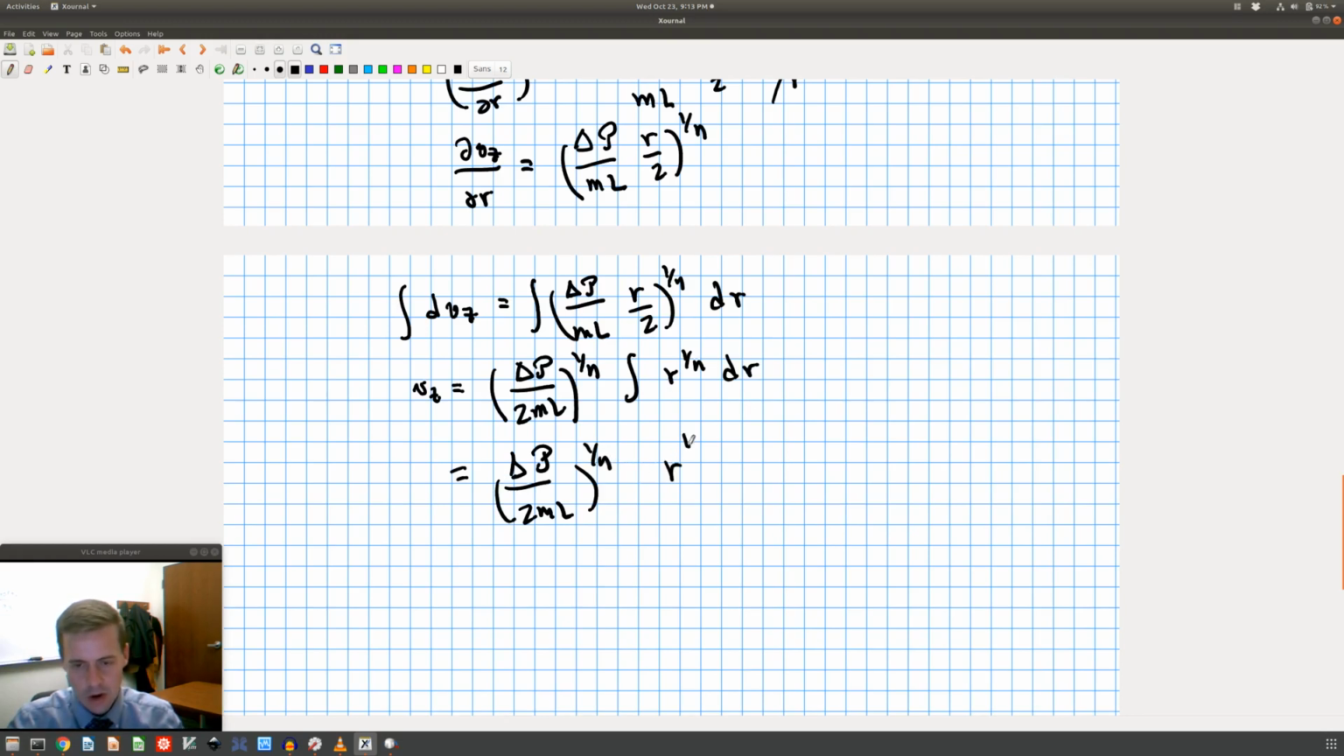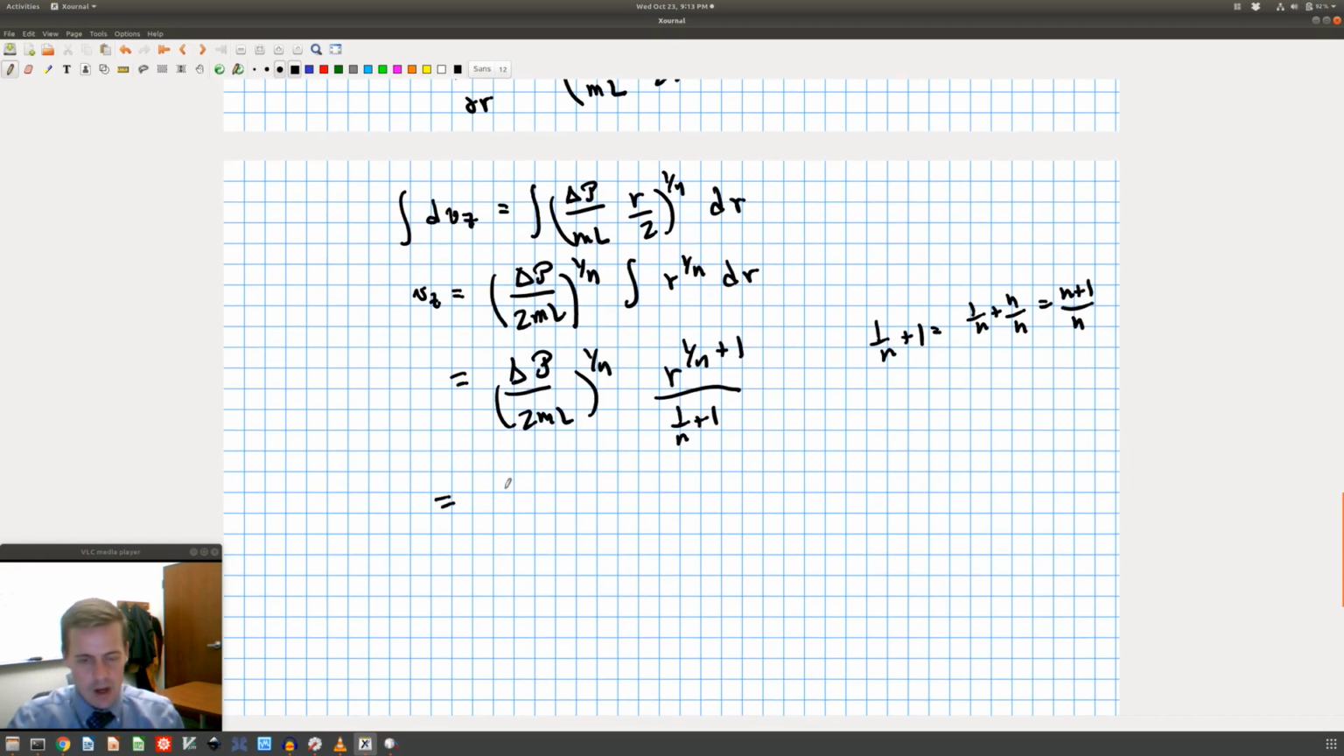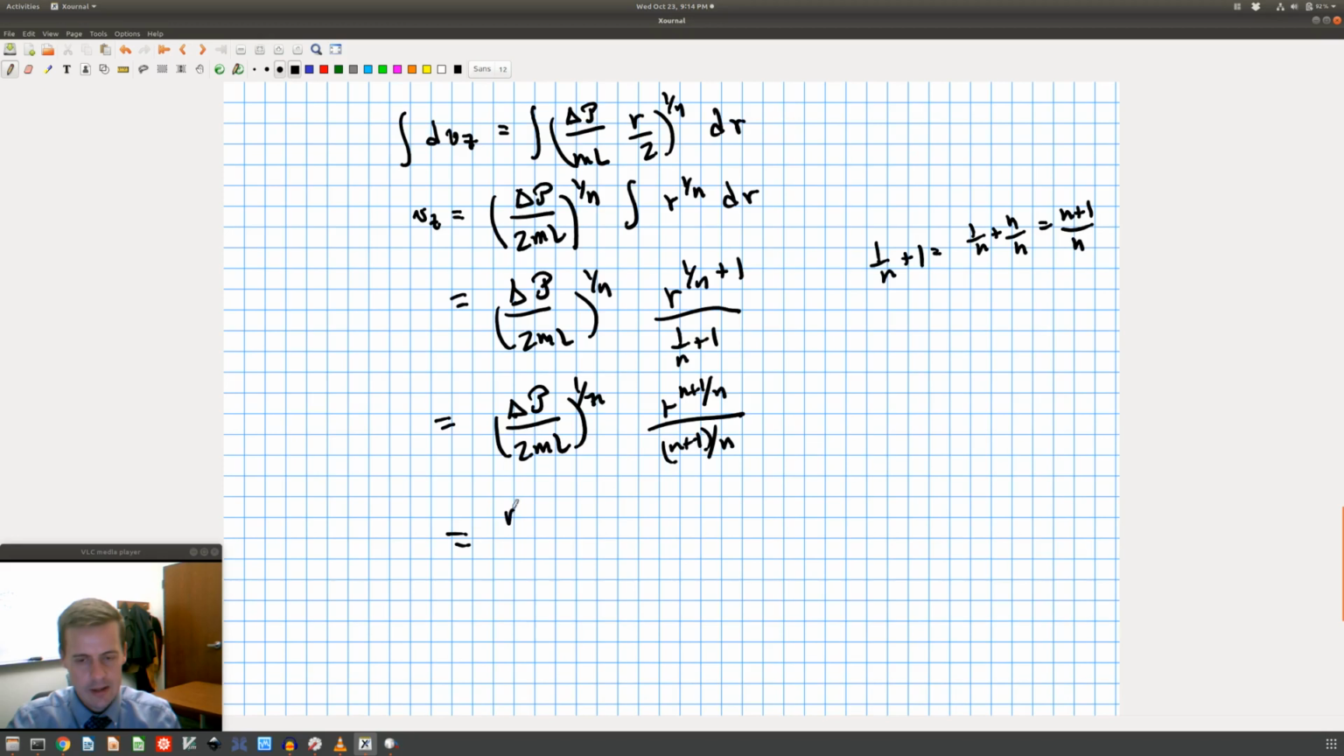This is going to be r to the 1 over n plus 1 divided by 1 over n plus 1. Well, what's 1 over n plus 1? That's 1 over n plus n over n, which is n plus 1 over n. So I now have delta dynamic P over 2ml to the 1 over n, and then r to the n plus 1 over n divided by n plus 1 divided by n. Okay, so I can pull this out to the front, and I get n over n plus 1 delta dynamic P over 2ml to the 1 over n r to the n plus 1 divided by n.